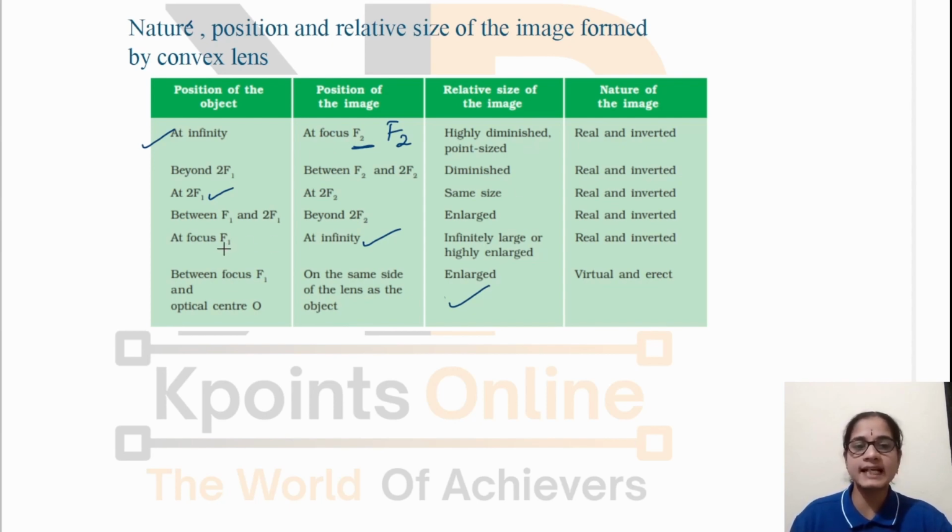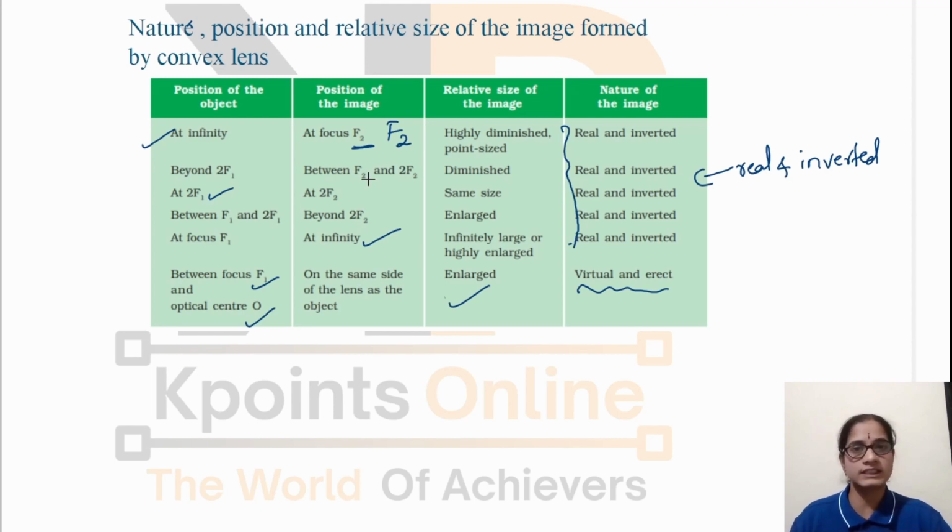Again, when it is placed exactly at focus F1, the image is formed at infinity, and we say that the relative size of the image will be highly enlarged. And when it is placed between focus F1 and optical center, then the relative size of the image is again enlarged. So, in all these cases, we are getting real and inverted images. And when the object is placed between F1 and optical center, we are getting the virtual and erect image. This is about the image formation by refraction through convex lens.